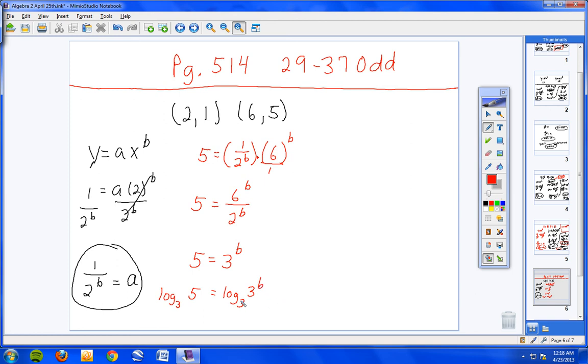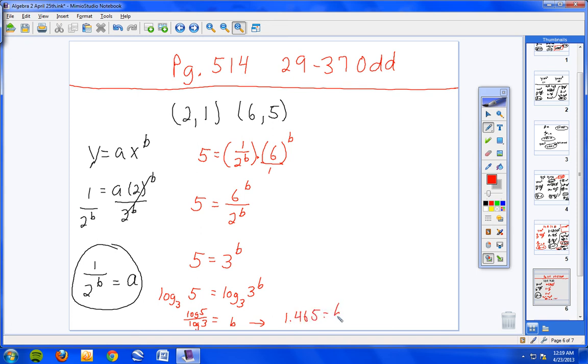And then we really should know what's going to happen here. Whenever a base matches a base, everything cancels out except the exponent. So I'm going to put a b right here, b equals. And then this is a calculator problem. Remember, you would have log of 5 divided by log of 3. So if you type that into your calculator, we'll find out what b equals. Let me turn on my handy dandy machine. Log of 5 divided by log of 3. I'm getting 1.465.